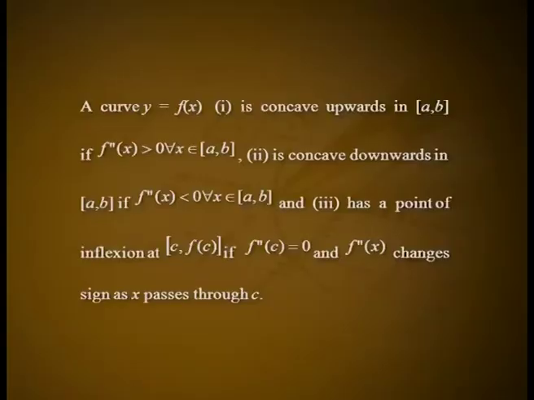Let me summarize the major points of this session. First, a curve y = f(x) is concave upwards in the closed interval [a, b] if f''(x) > 0 for all x in [a, b]. Second, it is concave downwards in [a, b] if f''(x) < 0 for all x in [a, b]. Third, it has a point of inflection at the point (c, f(c)) if f''(c) = 0 and f''(x) changes sign as x passes through c.